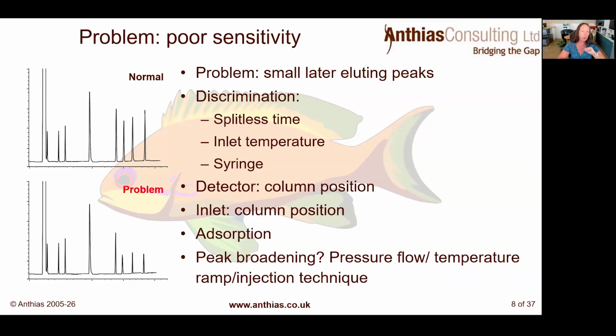But we also want to be looking at our peak shapes. So it could be those peaks look shorter, but the area has not actually changed, so they just become broader. So if our peaks have broadened and our area is the same, it could be that the pressure or flow has changed, but usually that will affect the retention times, along with the temperature ramp on the oven, and of course the injection technique as well. So again, with some of those problems you'd be seeing other symptoms as well, like retention time shifts.